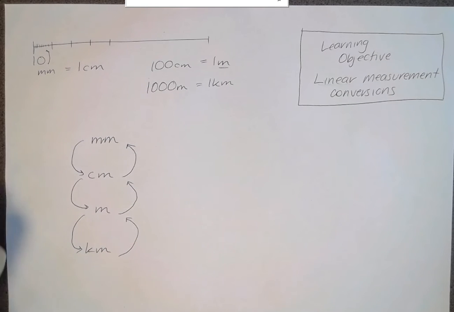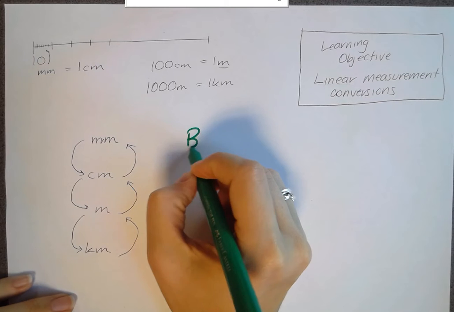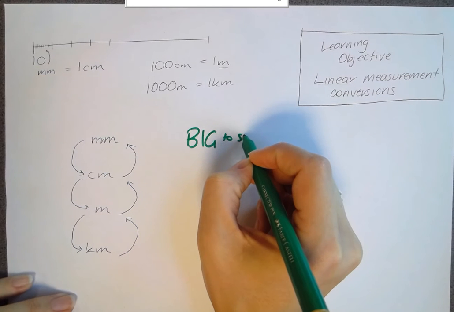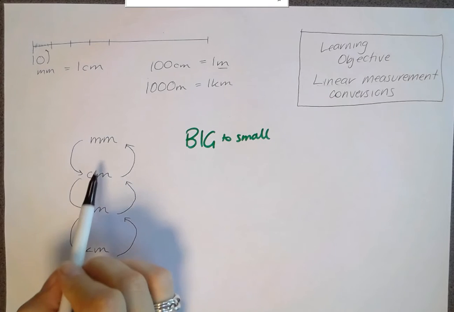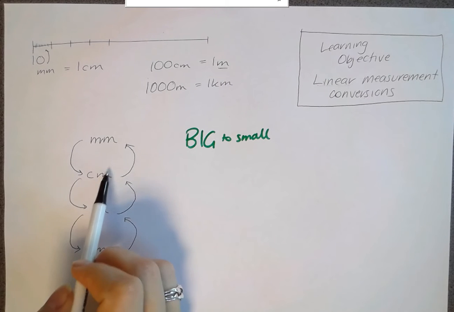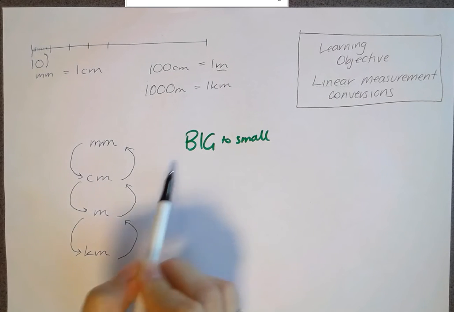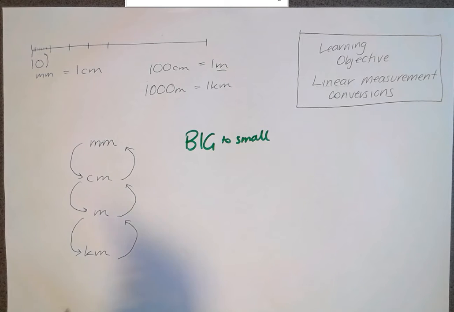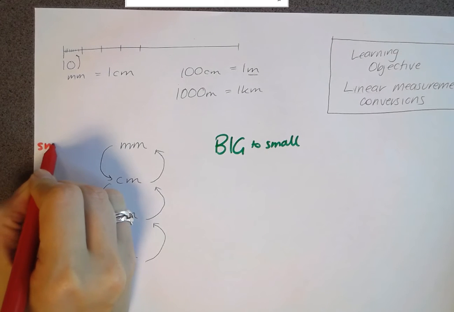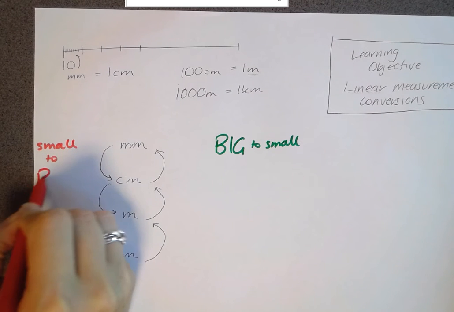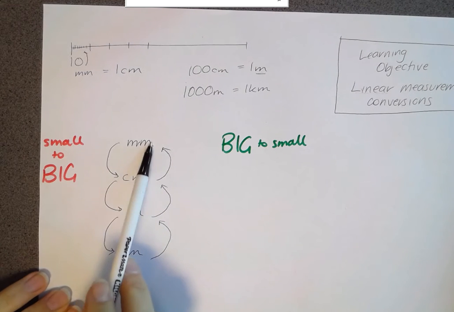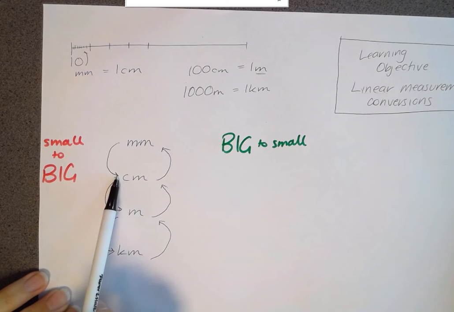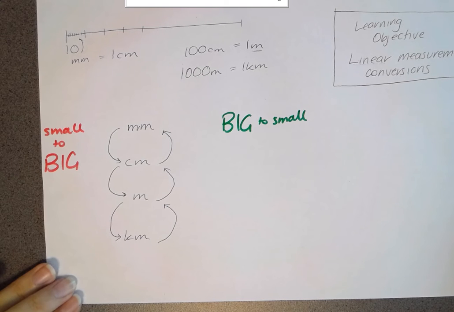So if we are going to go from big to small, and when I say big, I mean a bigger unit, because centimetres are bigger than millimetres, to a smaller unit, we're going to work on this side. But if we want to go from small to big, then we need to think about this side of the equation. So we've got a small unit going to a big unit. Now let's have a look.